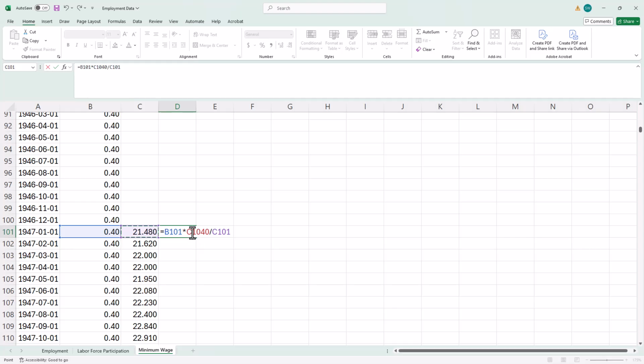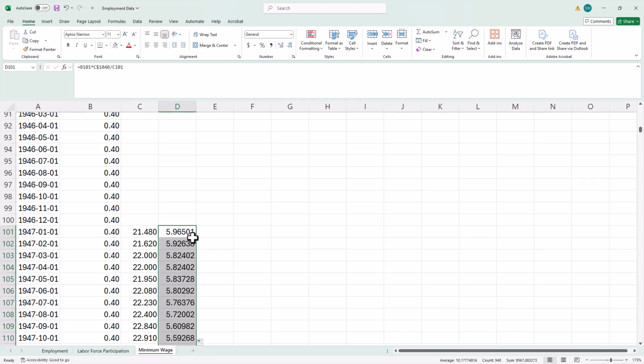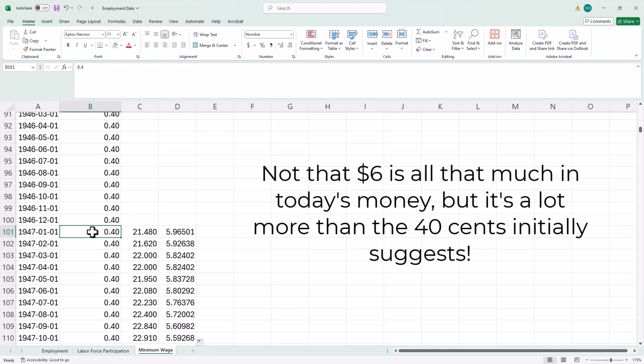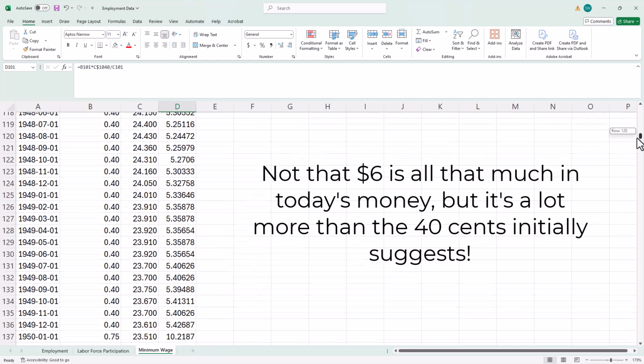Now we do have to be careful here. We're going to need to add a dollar sign in front of the row number for the current CPI because we don't want that to update as we go down. We want every row in the data set to use that same cell. Then I'm going to go ahead and copy this down. And so you can see that while in 1947 their minimum wage was 40 cents, and that doesn't sound like very much, it was actually around $6 in today's money.